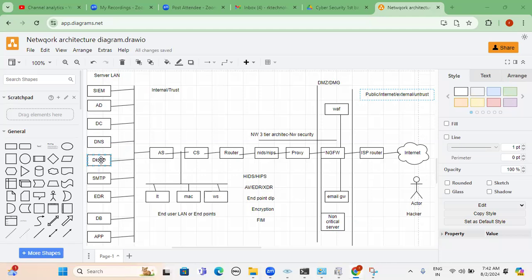So the next one is DHCP. It will allocate IP addresses automatically. Then the SMTP server, which is mainly for sending and receiving emails. The EDR tool, if it is on-premise only. If it's on-premise, we have to deploy it in our trust zone. And database servers, obviously, the database is a very important organization server. And critical applications, which are not facing the internet.